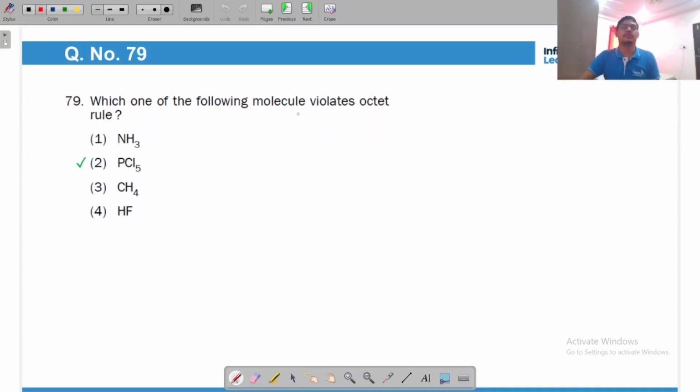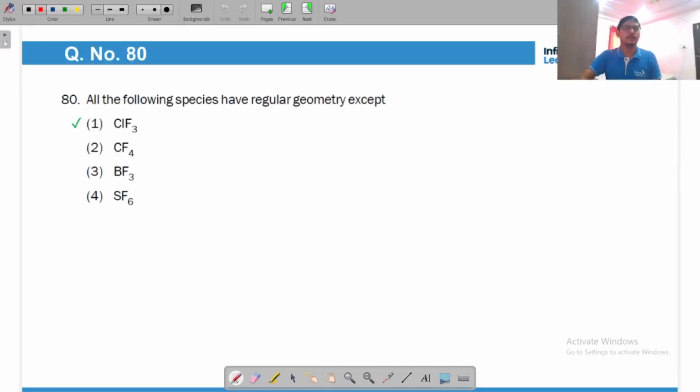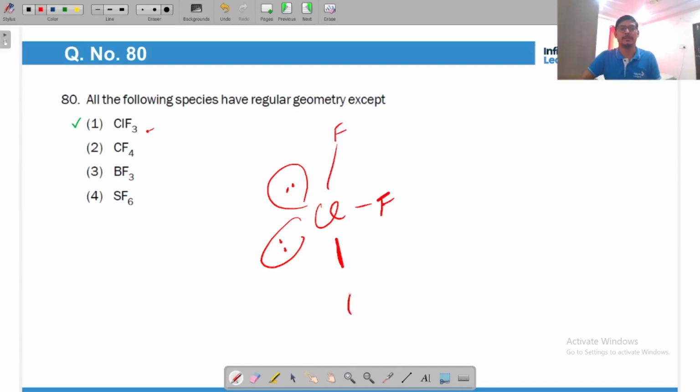Which one of the following molecules violates the octet rule? Of course, because it has 5 covalent bonds, that is 10 electrons, right? All the species have regular geometry except ClF3. ClF3 has a bent T shape. Because of lone pair-bond pair repulsion, these bonds bend, and the bond angles are less than 90 degrees with the equatorial groups, right? So this is the correct answer.